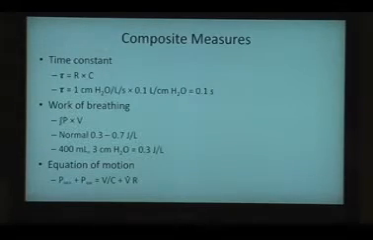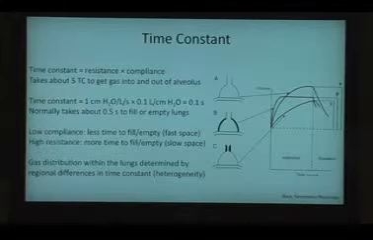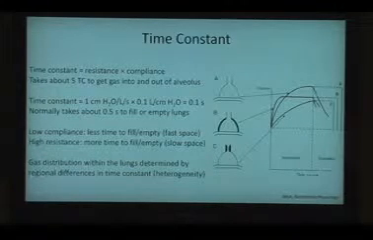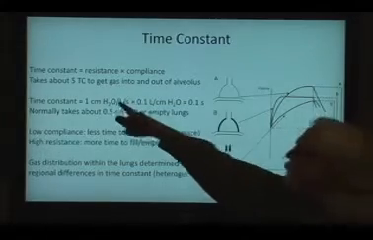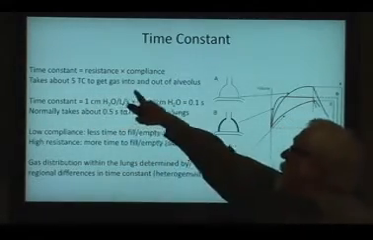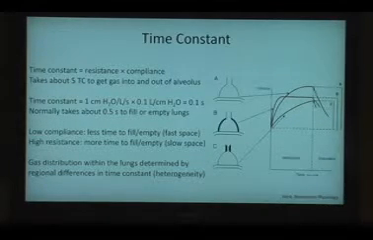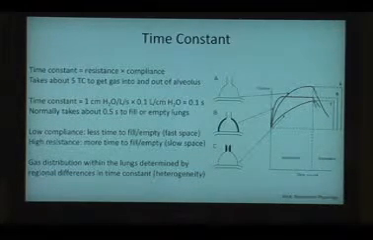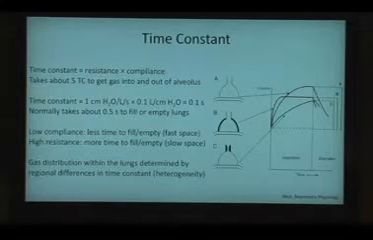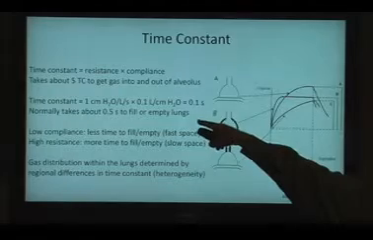So let's elaborate a little bit more on these things. So time constant we said is resistance times compliance. It so happens that it takes about 5 time constants, about 5 tau, to get gas into or out of an alveolus. The normal time constant we said is about 0.1 seconds, so normally it only takes about a half second to fill or empty your lungs.